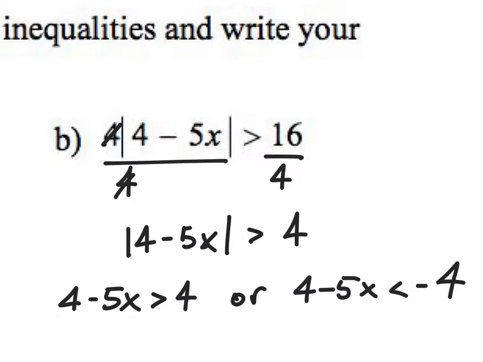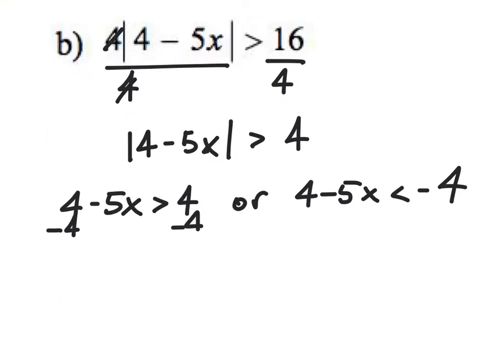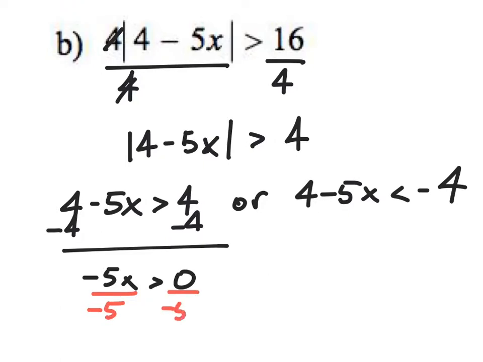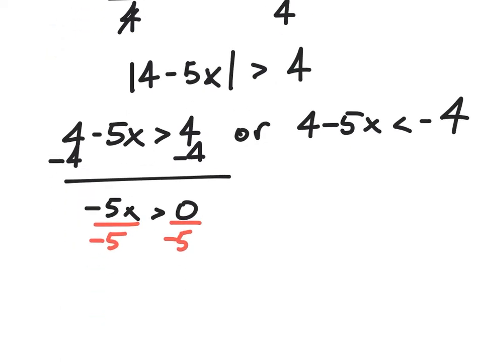So now let's solve this for x. I'm going to subtract 4 on both sides. And I get this unique problem here, that negative 5x is greater than 0. Now, when I continue to solve this, I'm going to divide both sides by negative 5. The act of dividing by negative 5 is going to switch my inequality, and we're going to get that x is going to be less than 0. And that's my first inequality.